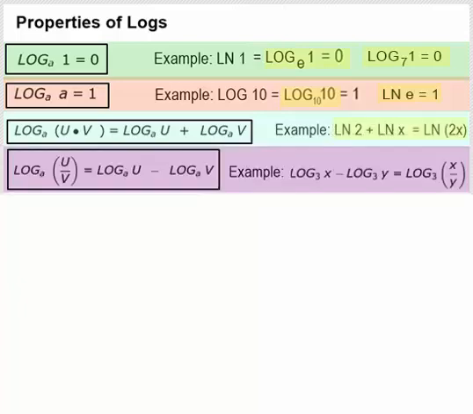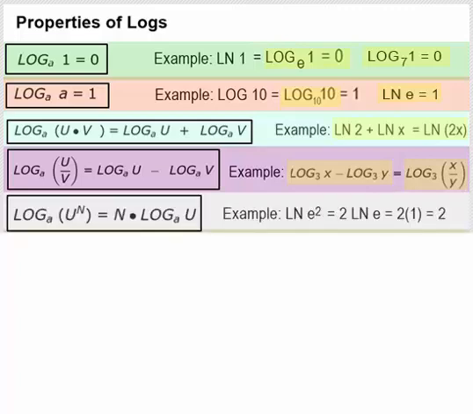Along with the product rule is something I call the quotient rule. Log base a of u over v is log base a of u minus log base a of v. If you're taking the log of a quotient, you subtract logs. Here's an example. When we have log base 3 of x minus log base 3 of y, by this rule, we can write this as log base 3 of x over y.